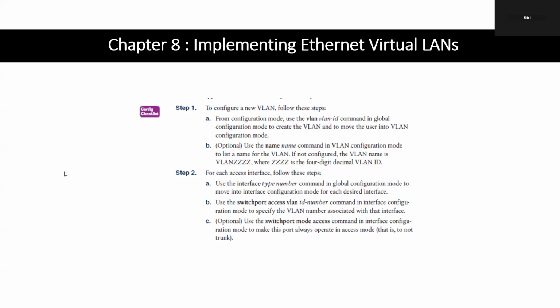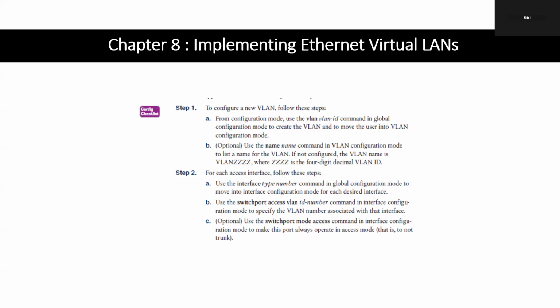Let's move on to step two. For each access interface, follow these steps. Use the interface type number command, for example interface gigabit Ethernet 0/0/1, in global configuration mode to move into interface configuration mode for each desired interface. In your head, you have to think, for my design, I want to put this interface in this VLAN. But first, I need to go into interface configuration mode.